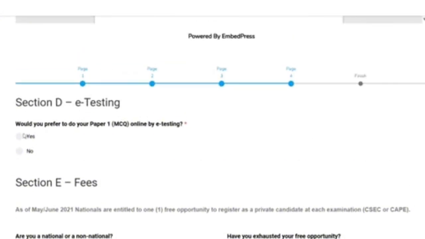We have Section D, testing. That's for people who prefer to do Paper 1, multiple choice, online. If you want to do your Paper 1 online, press yes. If no, you want to do it in a school physically, press no.